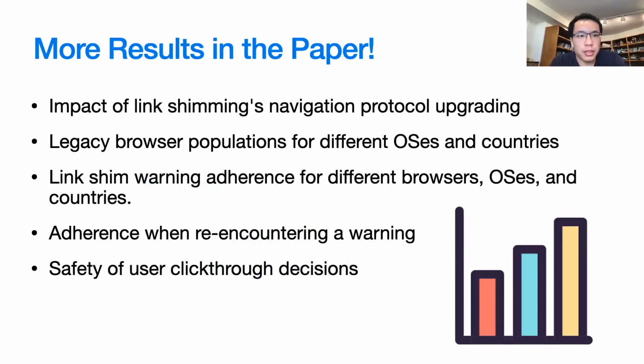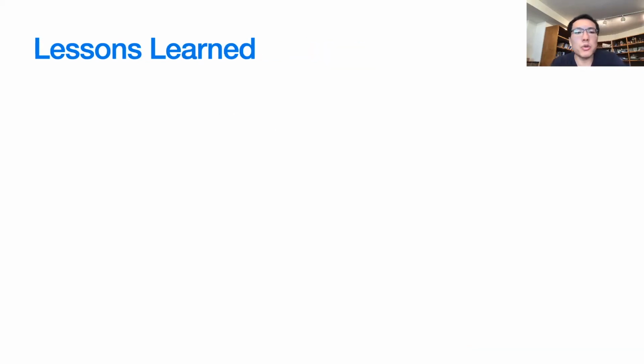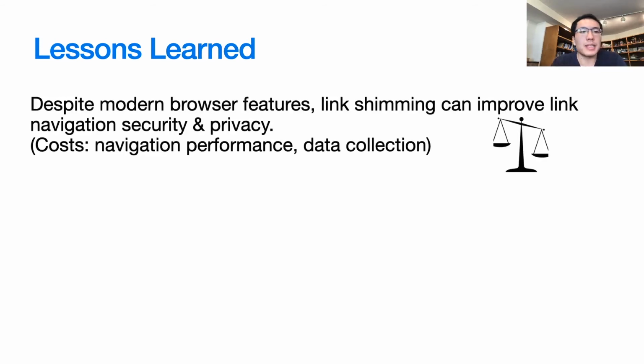So in this short talk today, I've had a chance to cover just a few of the results from the paper, but there are a lot more, so I encourage you to take a look if you're interested. I wanted to close though with some lessons that I think we take away from the study. The first is about link shimming itself, which is that despite these modern browser features, link shimming can meaningfully improve link navigation, security, and privacy. Now, I haven't had a chance to talk about some of the costs that are associated with link shimming, but those are discussed in the paper.